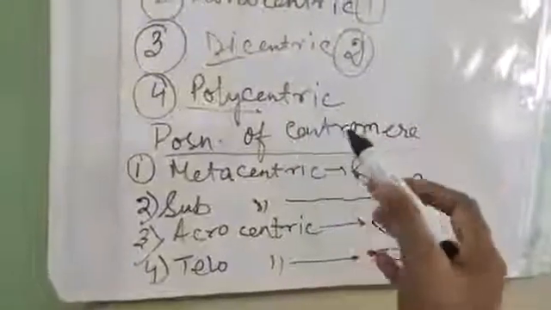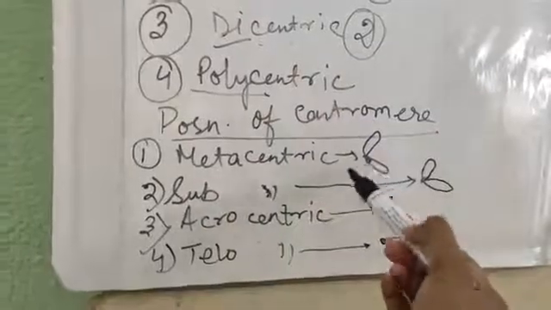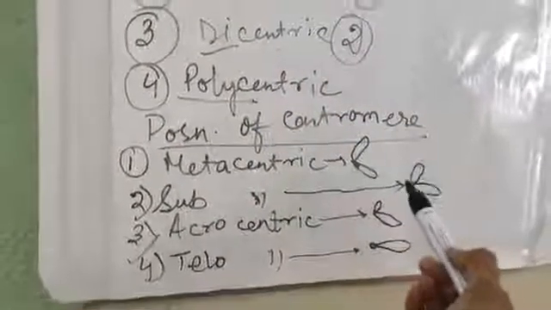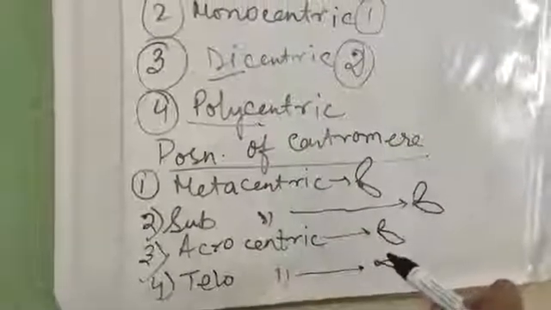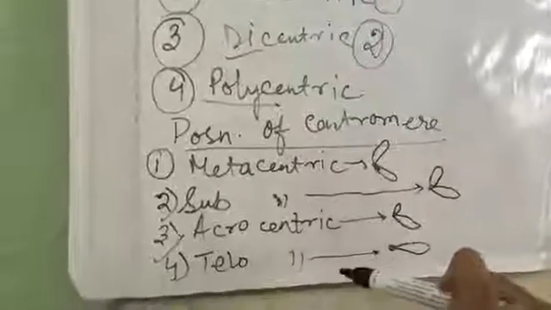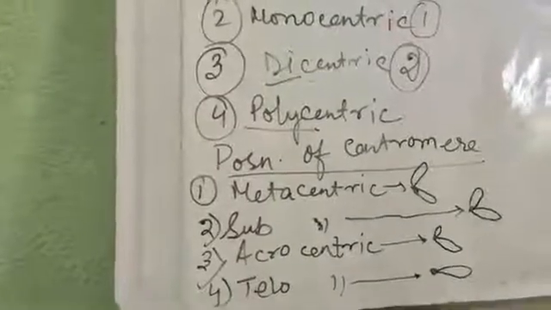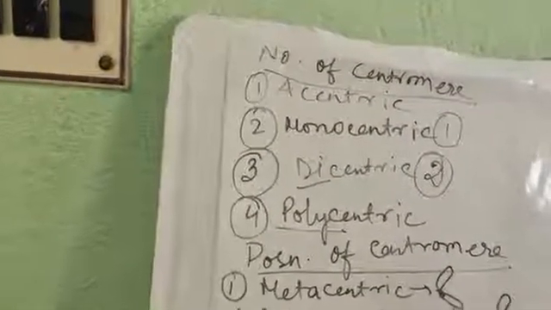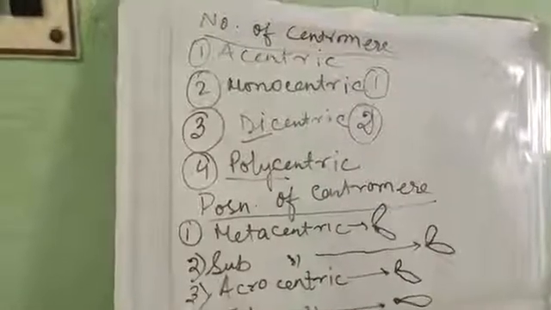Now the next is on the position of centromere. Metacentric, meta means middle, that means the centromere is situated at the middle. Submetacentric means a little bit away from the middle. Acrocentric means in between the middle and the terminal end. Telocentric means at the terminal end. Next is what is karyotype and ideogram. Karyotype is the characteristics of the chromosome obtained from light microscopic view, its number, its size, its form. And ideogram is a diagrammatic representation of the chromosome.